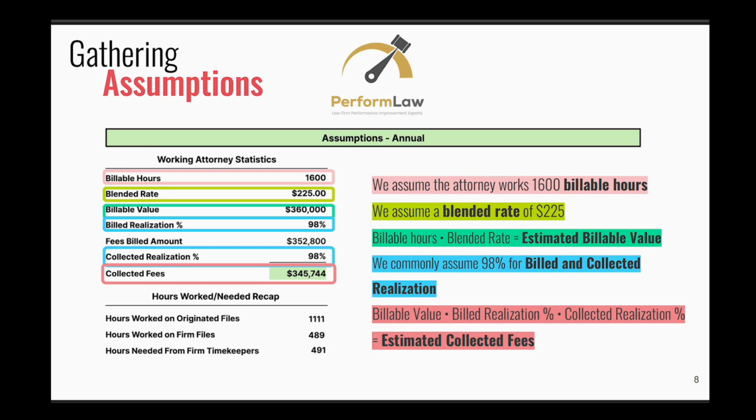So just real quick, we use 1,600 billable hours in this example. We multiply it by a blended rate of $225. We get a billable value. We multiply it by a billed realization, which is just another way of saying 98% of what the attorney works actually makes it into a bill. And then the collected realization, we also use 98%, which means that 98% of what gets billed actually gets paid by the client. And we end up with a collected fees amount, this $345,000 number.